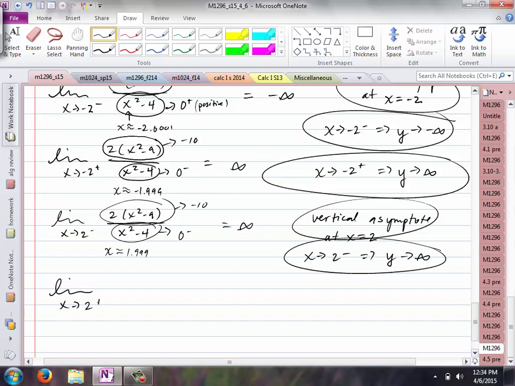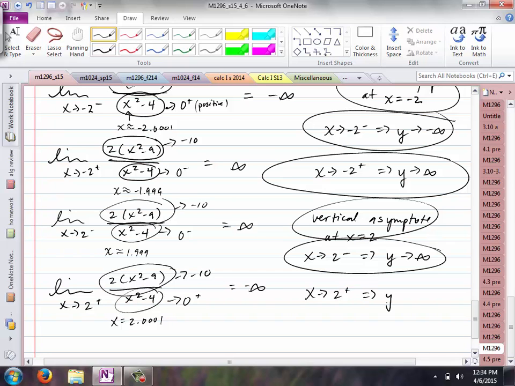Limit as x goes to 2 from the right. On the top goes to -10. On the bottom, this is like having x being about 2.001. To kind of think about it, it's going to 0 from the right. Limit overall is -infinity. So as x goes to 2 from the right, y is going to -infinity. Questions?